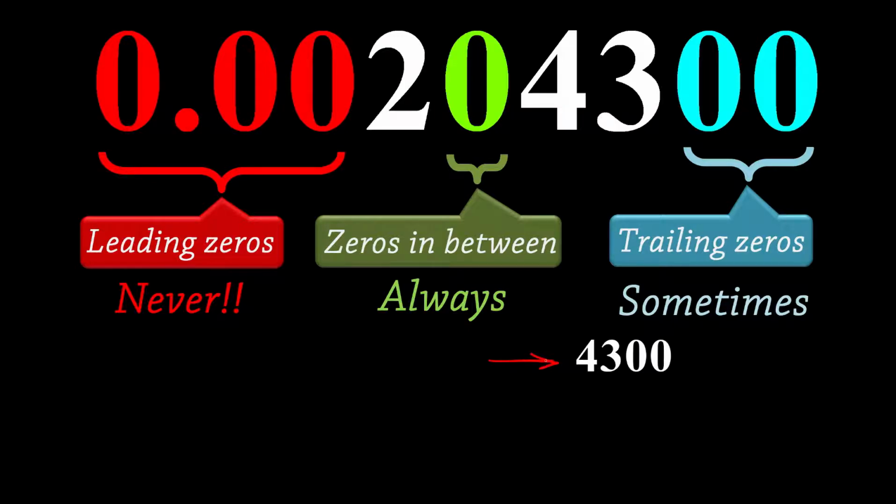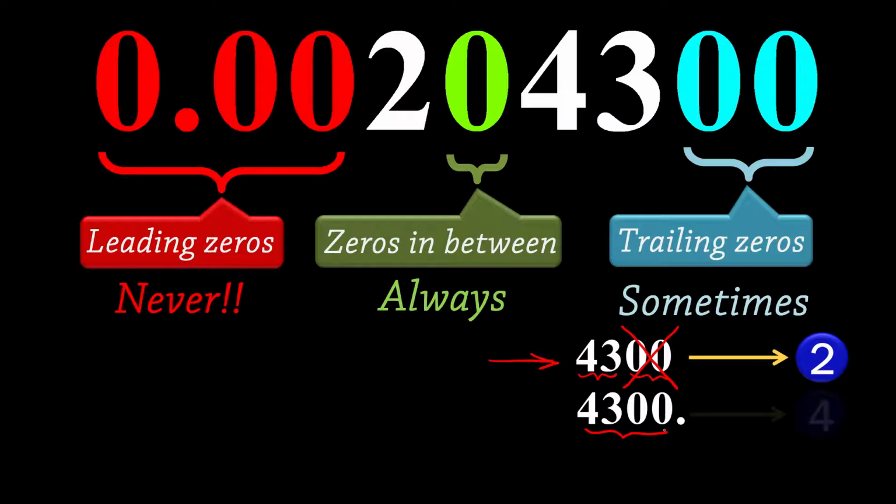4300, okay? In this value, I have two non-zero figures and two trailing zeros, but I don't have any decimal point. So forget about the last two zeros, and I should have just two significant figures. So the trailing zeros, which are not supported by a decimal point, are not regarded as significant ones. Instead, if you have 4300 with a decimal point at the end, all the figures are regarded as significant. So I have 4 significant figures here.